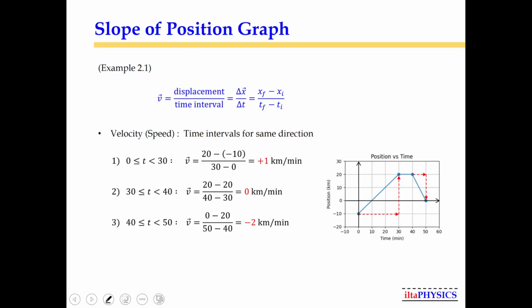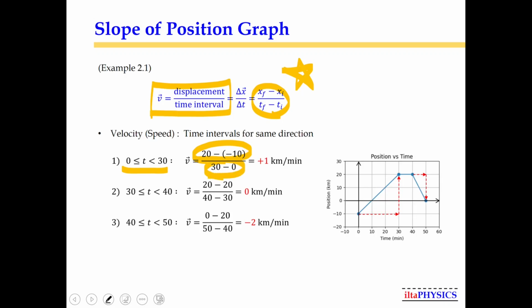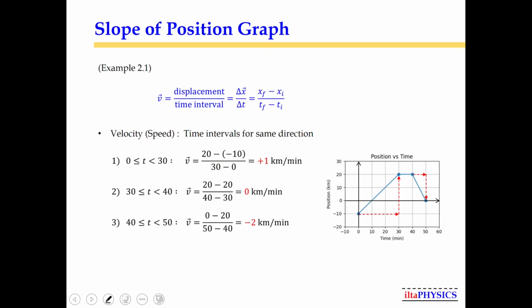Since velocity is defined as displacement over the time interval, the numerator, displacement, is the final position minus the initial position, which is 20 minus 10. The denominator, time interval, is the final time minus the initial time, which is 30 minus 0. So the velocity in the first interval is plus 1 kilometer per minute. Again, since velocity is a vector, I added the plus sign to explicitly show the direction. In other words, in the first interval from 0 to 30 minutes, the object was moving to the right with a velocity of 1 kilometer per minute.